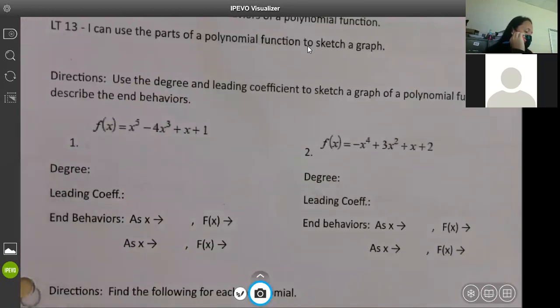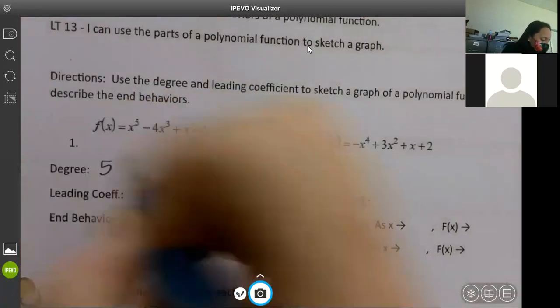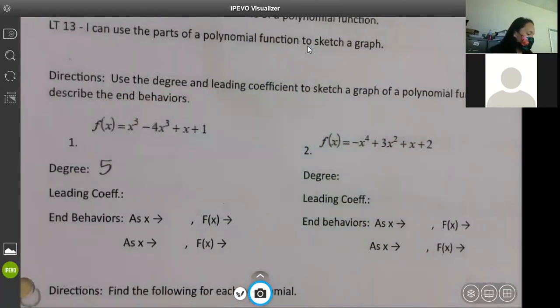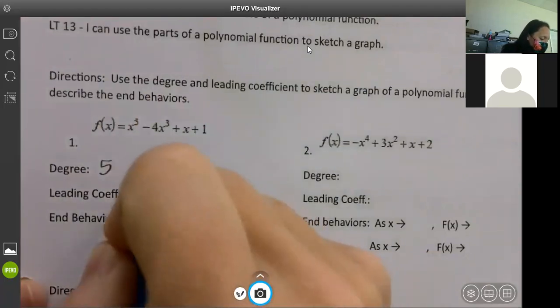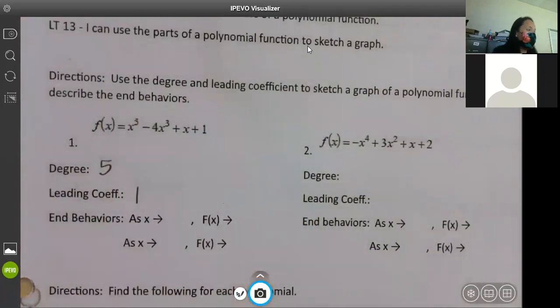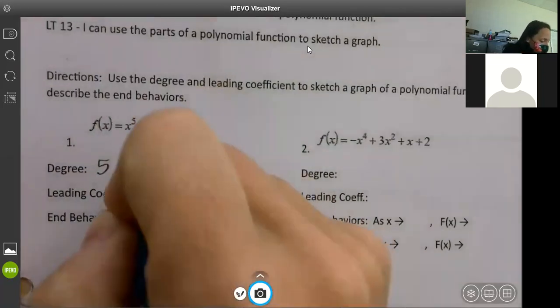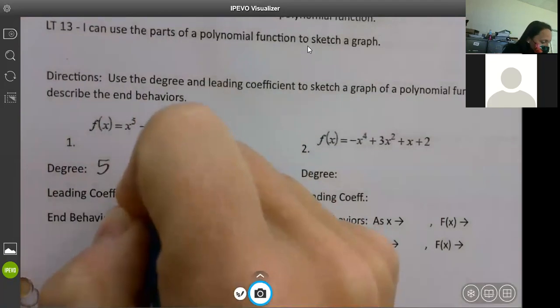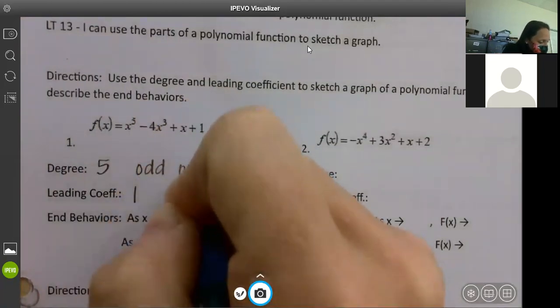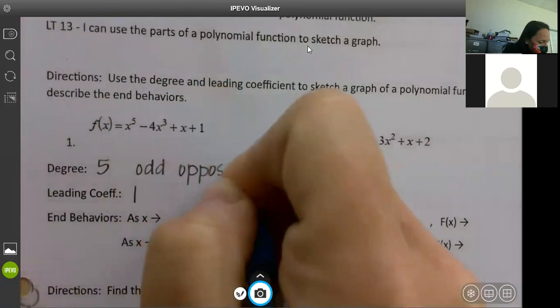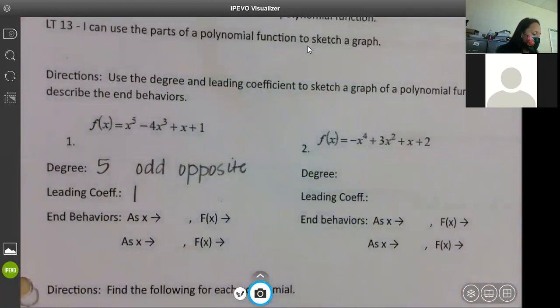All right. So what's your degree for this first one? How do you get that? It's your highest power. What's your leading coefficient? 1. How do you get that? The number in front of the x with the highest power. What does the degree of 5 tell you? Why is it opposite? It's an odd function. So it's opposite. What does the 1 tell you?